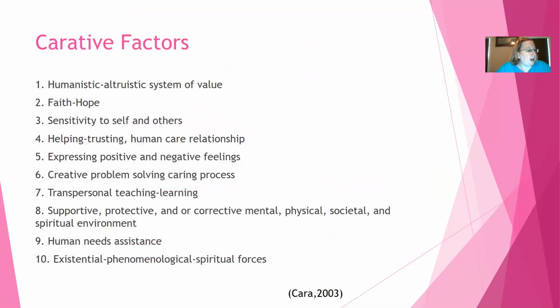Her most recent writings expand these factors to include greater spiritual dimension. The newer definitions also include the factors' impact on both the caregiver and the cared for. And as you read through these 10 curative factors, the ones that I would pull out with most emphasis are the transpersonal teaching and learning, being supportive, and also, again, the spiritual forces, the existential and the phenomenological.